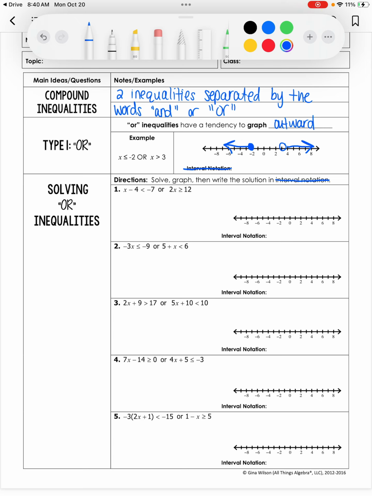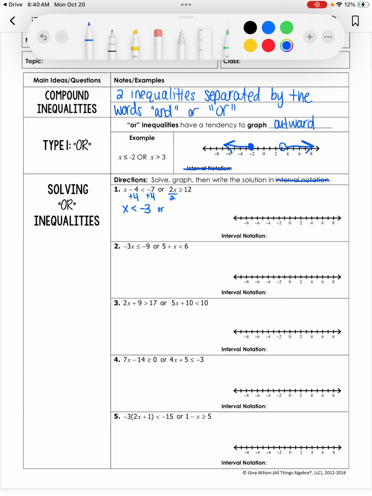So number 1 says x minus 4 is less than -7, or 2x is greater than or equal to 12. So what we do is we just solve each one for x. It's not like a choice. We don't get to look at this and decide, oh, I want to solve this one or this one. It's not like that. You solve both of them by isolating x. The first one we would just add 4 to both sides, and -7 plus 4 is -3. So one of the endpoints is x is less than -3, and then you write the word "or," and then you solve the other one.